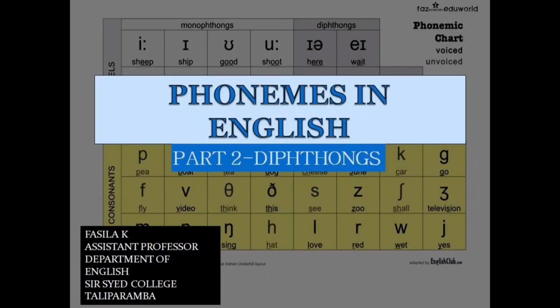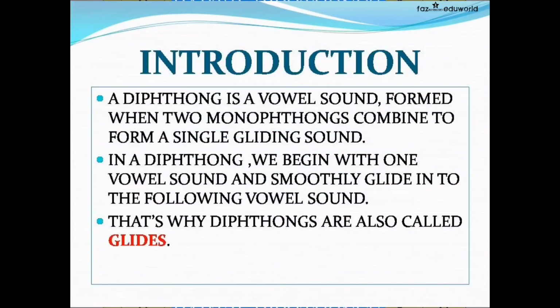Hi, in this video, I would like to discuss the second part of the topic phonemes in English, that is diphthongs. A diphthong is a vowel sound formed when two monophthongs combine to form a single gliding sound. In a diphthong, we begin with one vowel sound and smoothly glide into the following vowel sound. That is why diphthongs are also called glides. So diphthongs are the combination of two vowel sounds.